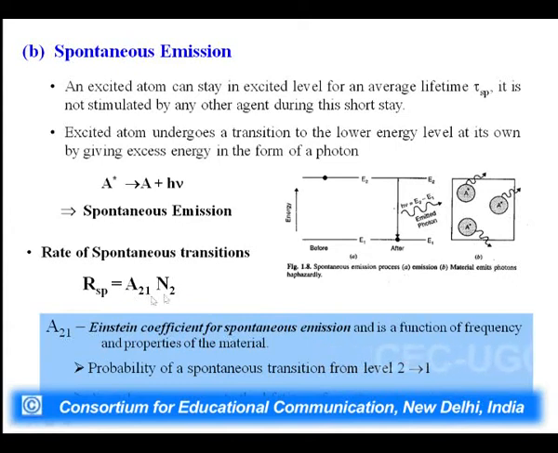Then we define the rate of spontaneous transition. RSP is equal to A21 N2. N2 is the population of state 2. What is A21? A21 is the Einstein coefficient for spontaneous emission and is a function of frequency and properties of the material. It is the probability of spontaneous transition from level 2 to 1. A21 is equal to 1 by tau sp, which depends upon the lifetime of the excited state, and also represents the lifetime of spontaneous emission.